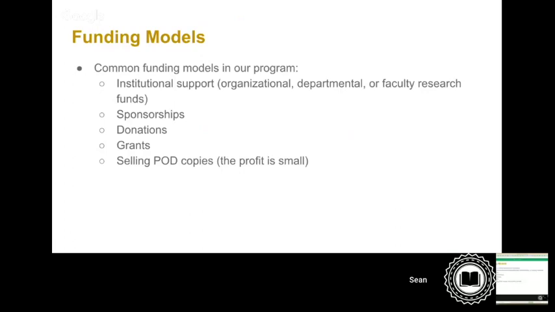So even still, you are probably asking, how do we fund these journals, or how do these journals fund themselves? It's a really good question, and I don't think there is any one good answer. The most common funding model in our program is by far institutional support. So journals will attach themselves to an organization, or they will be a natural outgrowth of an organization. They will also be situated within a university department. And sometimes editors will use faculty research funds to support the journal. A number of other journals that we publish also use sponsorships, donations, grants, and a few of them sell print-on-demand copies to offset costs.